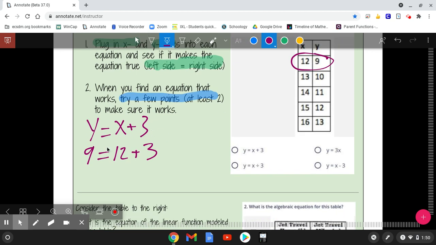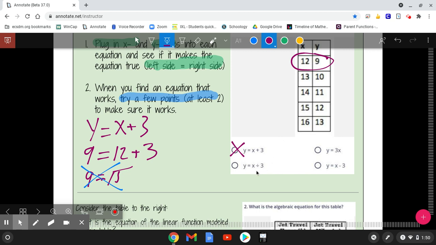Now that we plugged in, we want to see if it makes the equation true. Is the left side equal to the right side? Well, the left side is 9. 12 plus 3 gives you 15. Does 9 equal 15? No. So that means option 1 can't be an answer. The moment you find an equation or a point that makes an equation not true, that cannot be the answer.